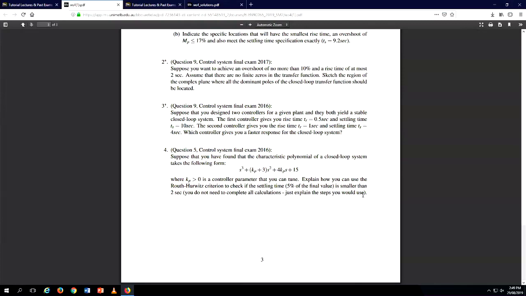All right, that was one of the short questions. So this tests your knowledge. It doesn't test your mathematical prowess. You know, it just says, well, do you understand what you need to do? And describe what you need to do. So does anyone have an idea how to use Routh-Hurwitz to check this?